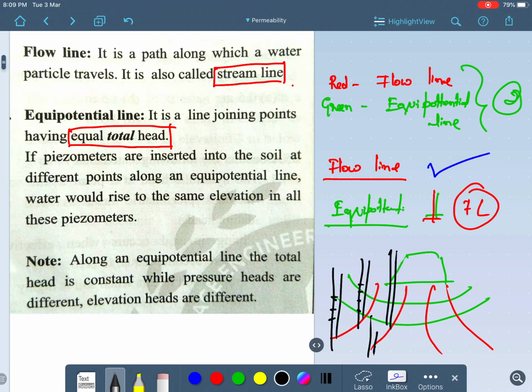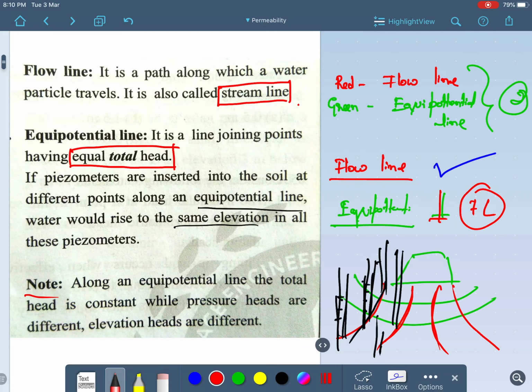Fine. Then they have given some note. Along an equipotential line, the total head is constant. Okay, in the equipotential line, the total head remains constant, while the pressure heads are different and elevation heads are different. Just make a note of this point.